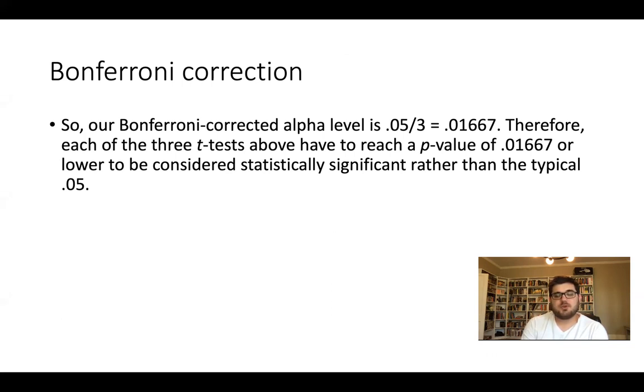So just divide 0.05 by the number of tests you're doing, and then you do all the t-tests, or have your computer do all the t-tests. And then you see if any of those come out below the new alpha level, 0.001667 in this case. A lot of people can do that by hand.